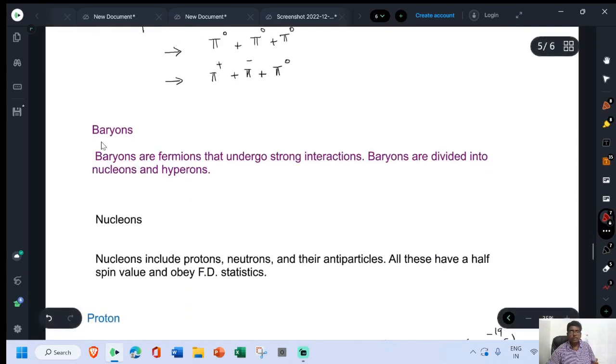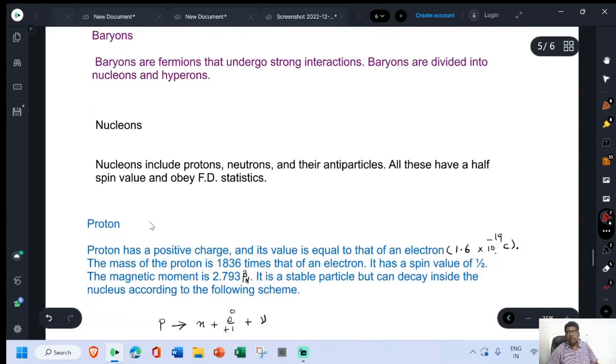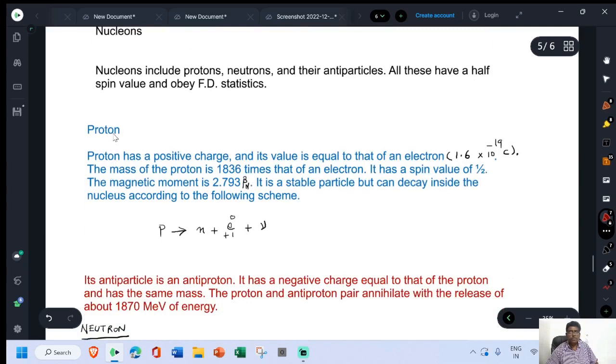Next classification is baryons. Baryons are fermions that undergo strong interactions. Particles obeying Fermi-Dirac statistics are called fermions. Baryons are divided into nucleons and hyperons. Nucleons include proton and neutron and their antiparticles, that is antiprotons and antineutrons. They obey FD statistics. First case, proton.